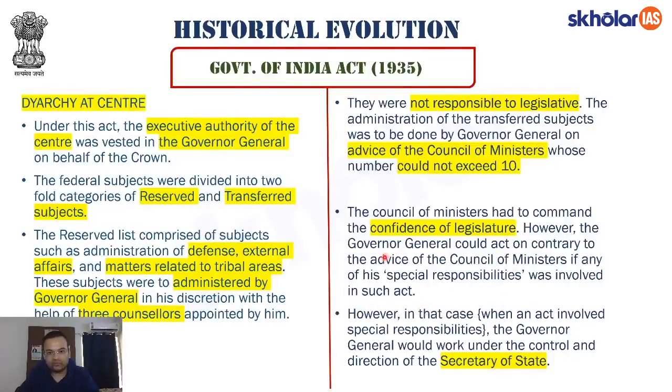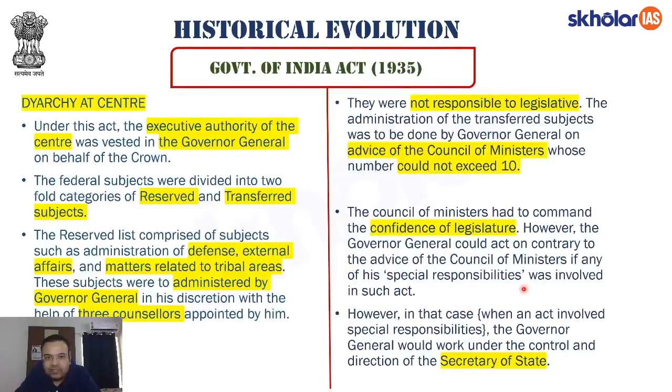Now, one caveat was very clearly put there, one condition was set: the Governor General is supposed to act under the aid and advice of the Council of Ministers for subjects that pertain to transferred subjects. But let's say there is a matter with respect to transferred subjects, and the Council of Ministers has advised the Governor General to act in a particular manner which may interfere with something called special responsibilities. Then the Governor General need not act on it. But what exactly are these special responsibilities?